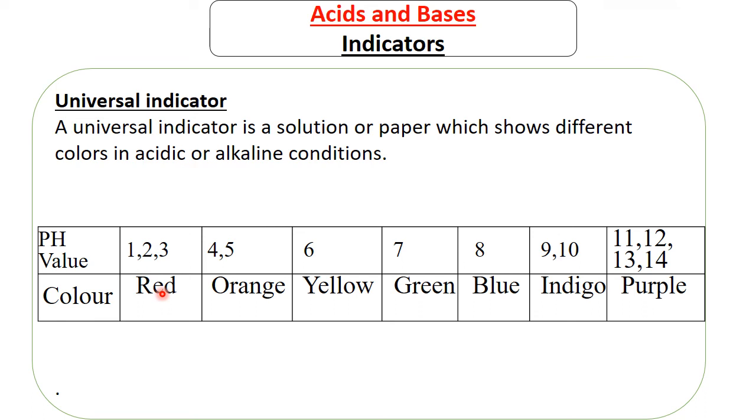If you put your universal indicator in a solution and it shows you red, just know that the pH must be 1, 2, or 3. Orange is 4, 5, yellow 6, green 7, blue 8, indigo 9, 10, and purple is for pH values from 11 to 14. So this is everything about a universal indicator. Universal indicators and indicators are used to know the acidity or basicity of a solution.